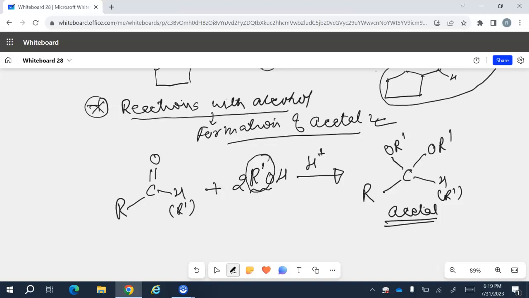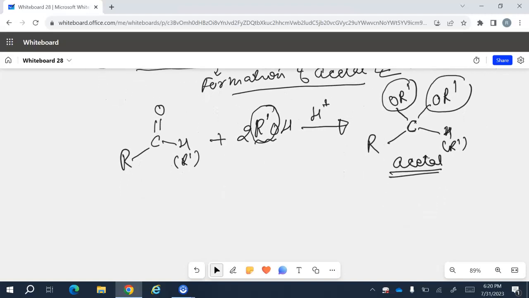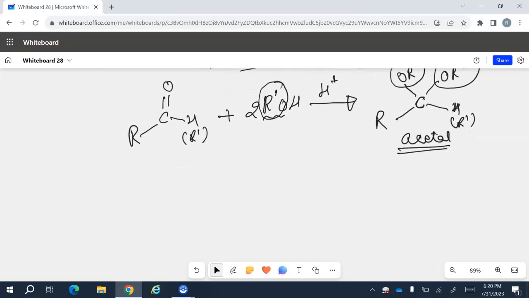Okay, so on the carbon, instead of C double bond O, two alkoxy groups, R'O groups, will be attached to the carbon, and we call that the acetal. All right, and this can be for both aldehyde and ketone. Now let us discuss how that happens and what the importance of these reactions is. So we will discuss that with the mechanism, how this reaction happens. Let's talk about the mechanism.